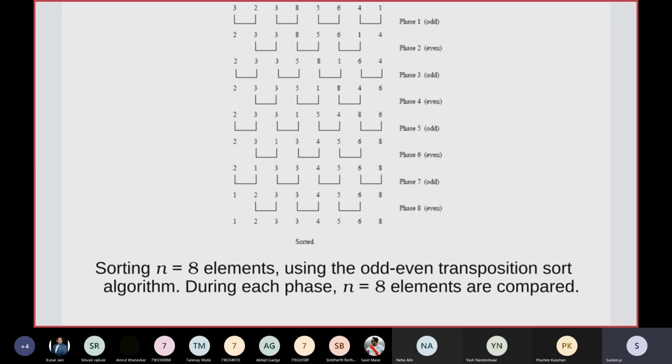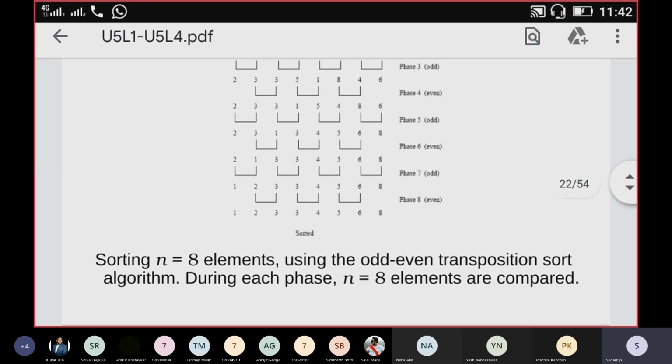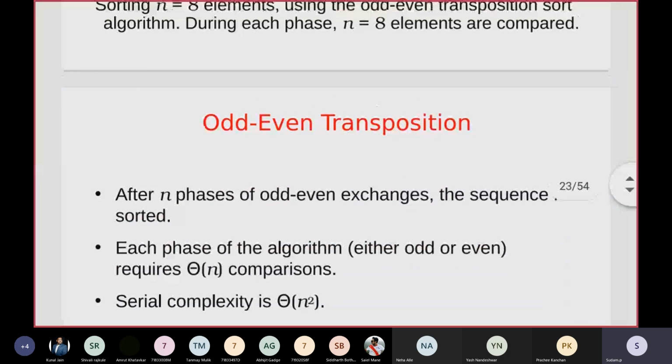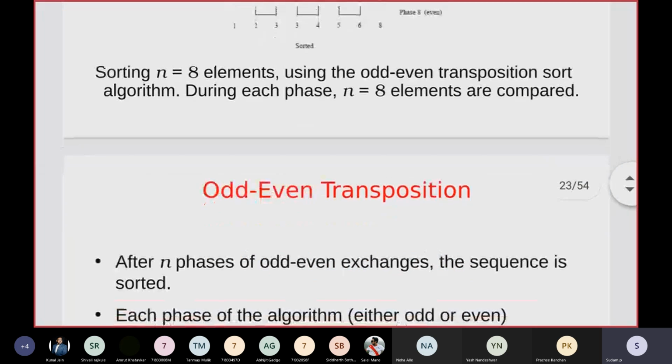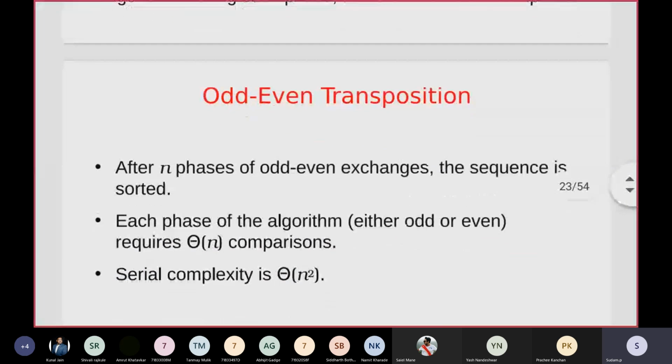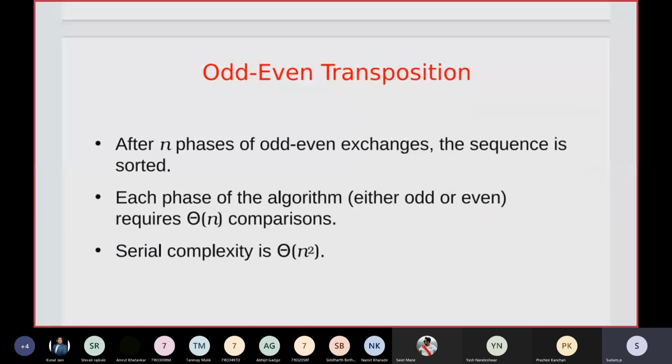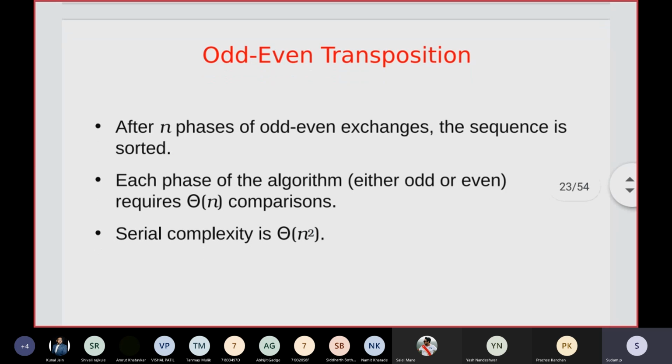So what is the time complexity? This is the sequential version of odd even bubble sort algorithm we have discussed with example. It's odd even transposition, and after n phases of odd even, each phase, odd or even, requires theta of n comparisons. So you should know the serial complexity of this sequential algorithm is theta of n square. Okay, so this is the odd even transposition algorithm.